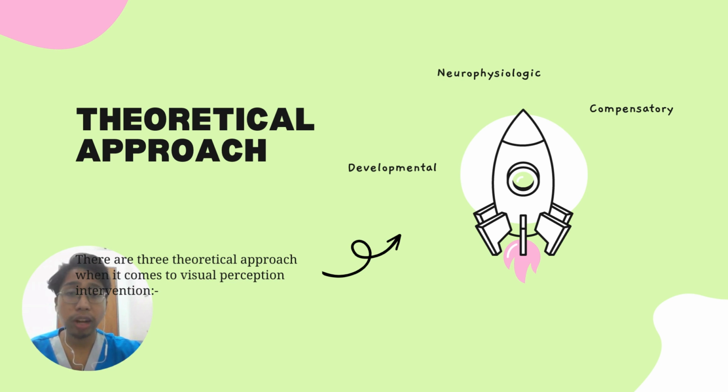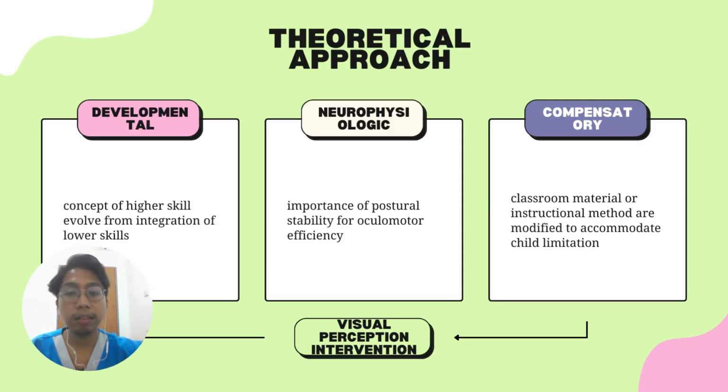So for the theoretical approach, there are three that I want to talk about: developmental, neurophysiology, and compensatory. Let's start with developmental. The concept is that higher skills evolve from the integration of lower skills. For example, when we have lower skills such as feeling objects, feeling shapes, and all that, it can evolve into a higher skill, which is adaptation.